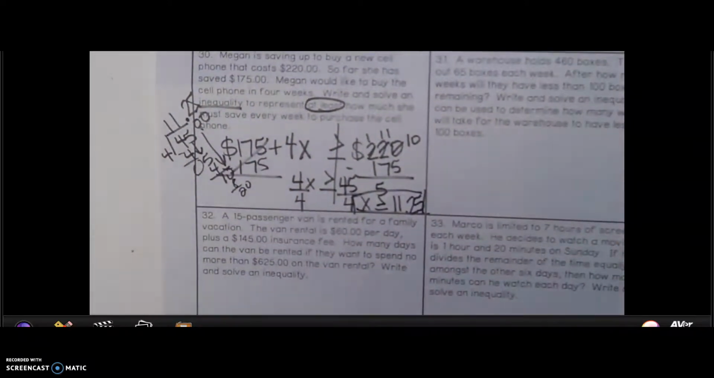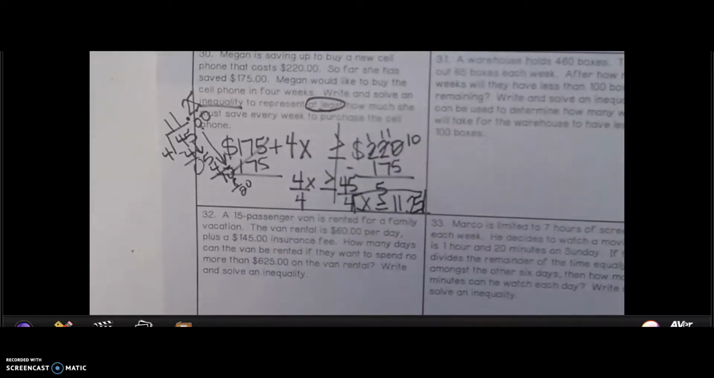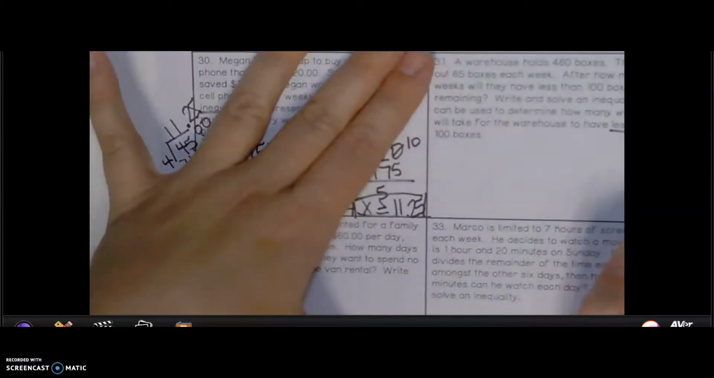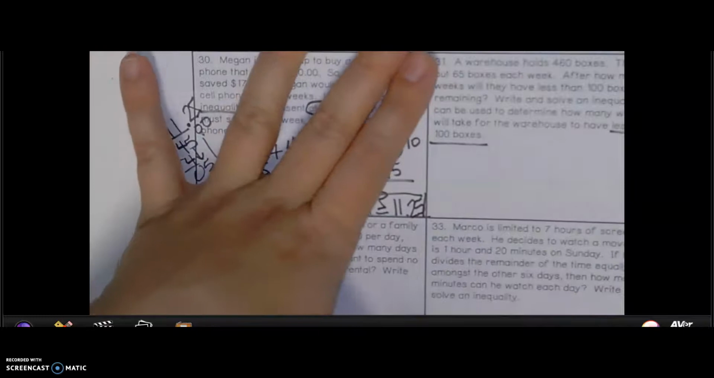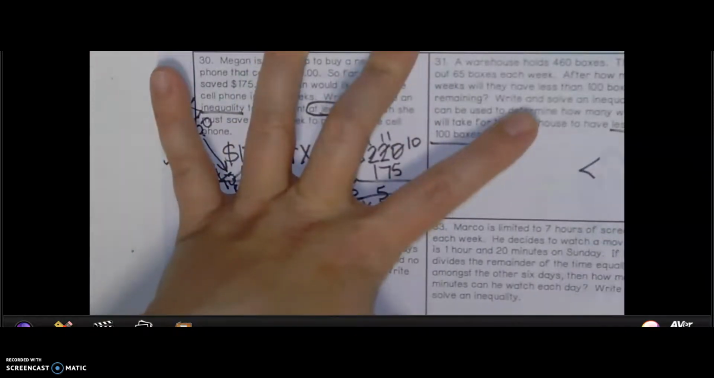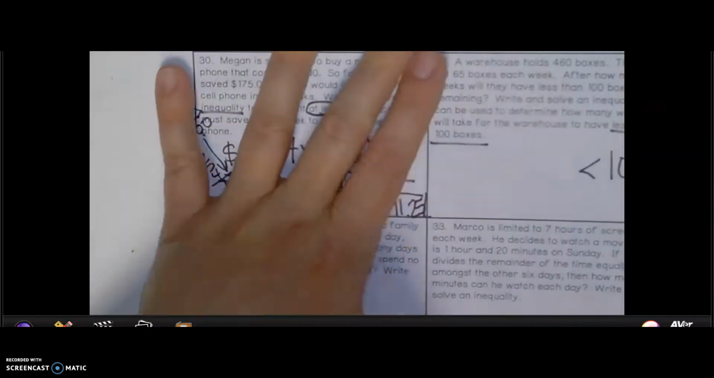All right, let's look at number 31. A warehouse holds 460 boxes. They ship out 65 boxes each week. After how many weeks will they have less than 100 boxes remaining? Write and solve an inequality that can be used to determine how many weeks it will take for the warehouse to have less than 100 boxes. Okay? Less than 100 boxes.